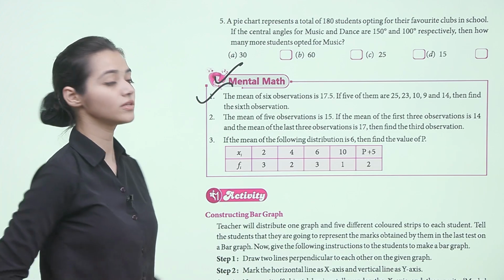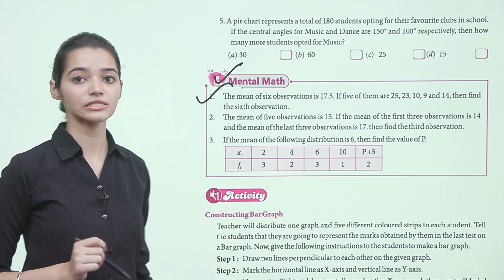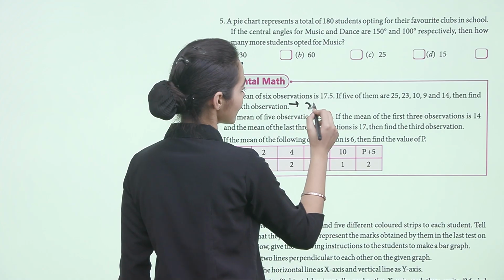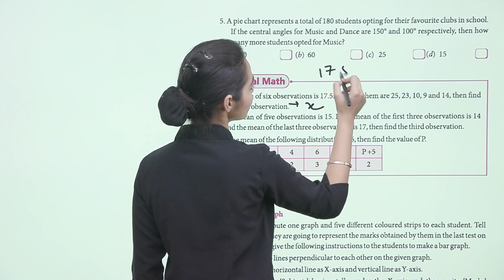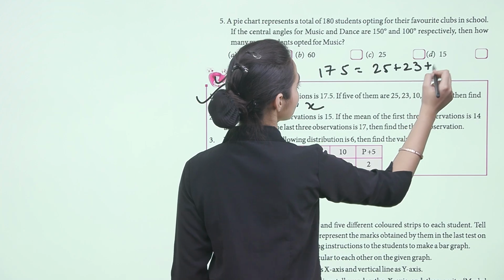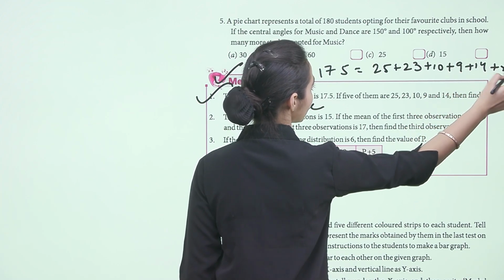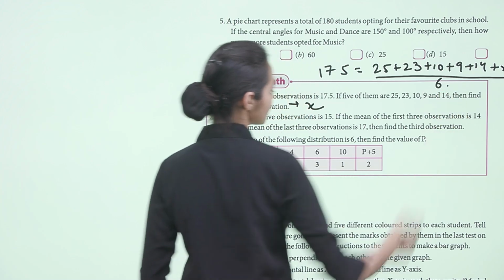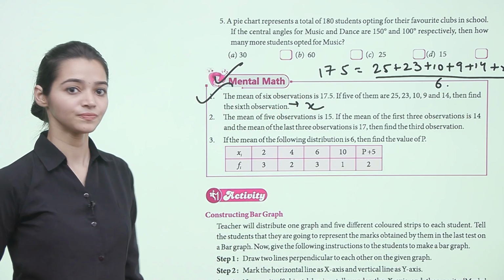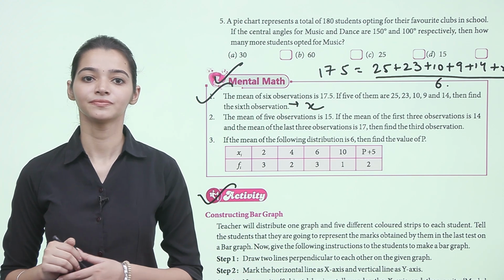Mental maths. Here the mean of 6 observations is given. If 5 of them are given, then we have to find the 6th one. We will suppose the 6th one as x, and 17.5 is equal to 25 plus 23 plus 10 plus 9 plus 14 plus x upon 6. That's how you can solve the remaining ones. Here's the activity that you have to perform by yourself, students.